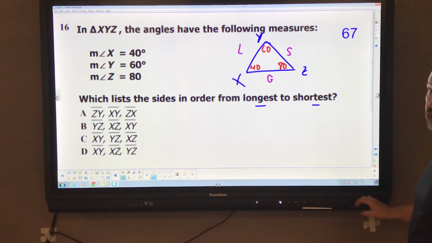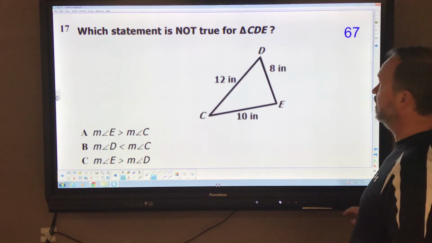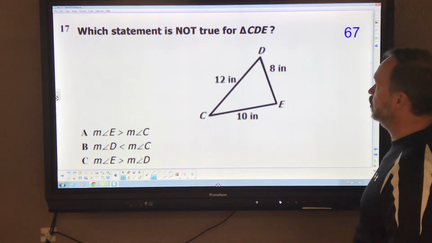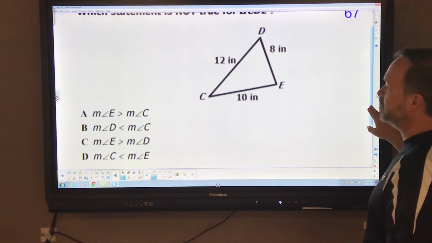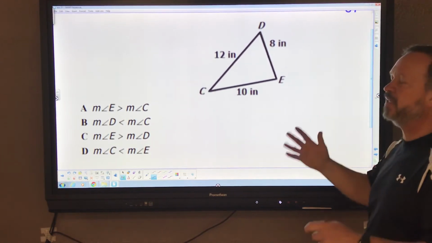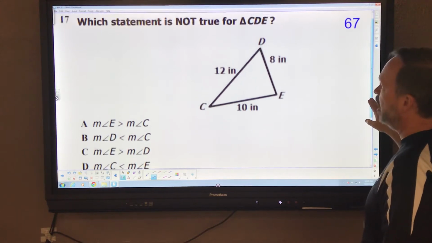Don't be afraid to draw. Draw pictures. Label things. Which statement is not true for this triangle? And this has to do with exactly what we just did, except it's presented differently. They want to know which one is not true.